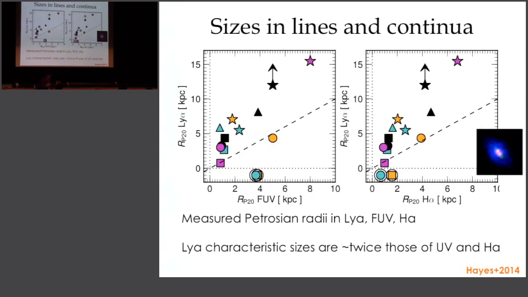I measured the sizes of these halos, the galaxies in Lyman-alpha. You can do the same in H-alpha, and in the UV. So I measured the size in Lyman-alpha and the size in the UV. This is in kiloparsecs; these are Petrosian radii. We can plot the size in Lyman-alpha against the size in H-alpha, and this dotted line is the one-to-one line. We see that characteristically galaxies have about 2 or 2.5 times the Petrosian radius in Lyman-alpha that they do in the UV, and in H-alpha, twice as big.